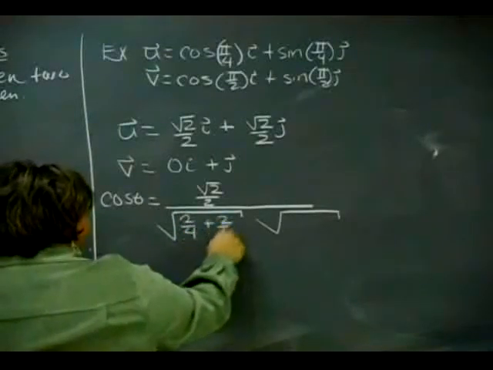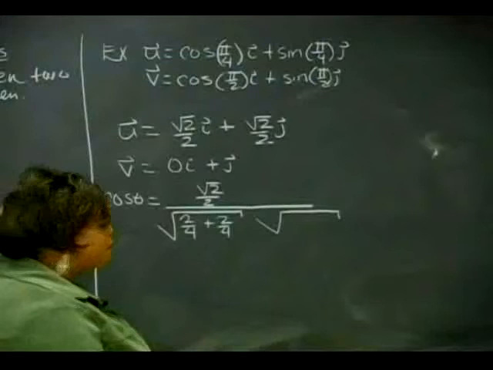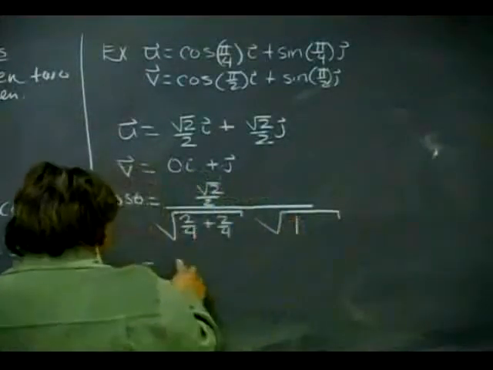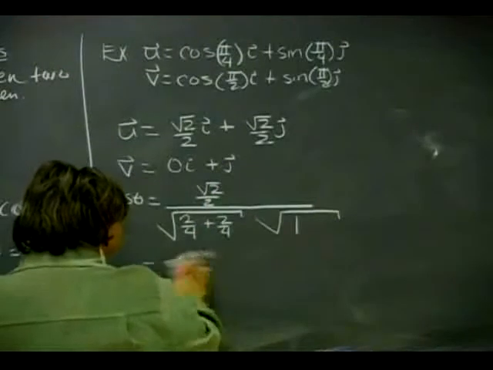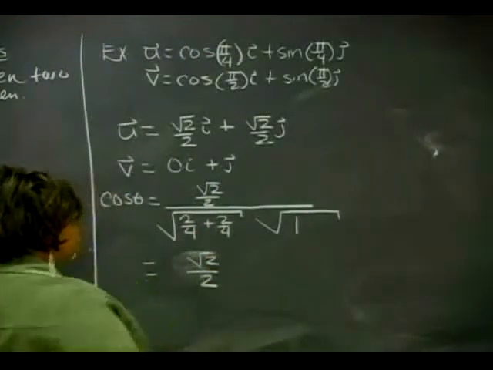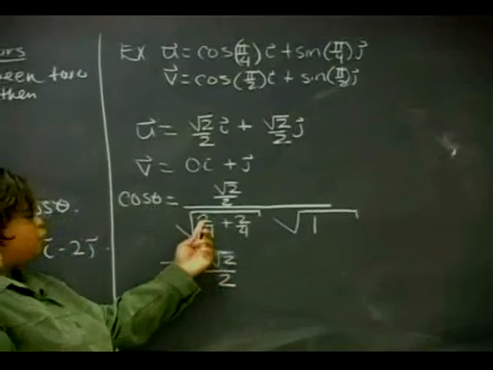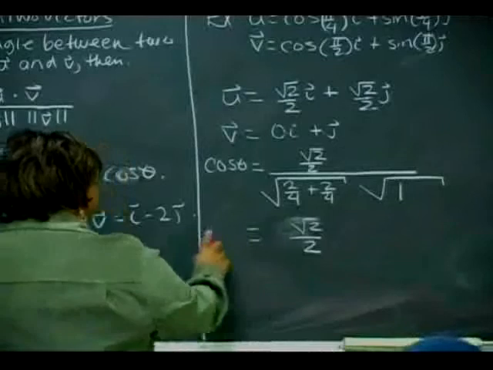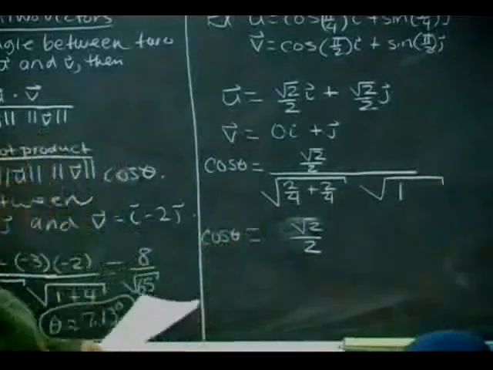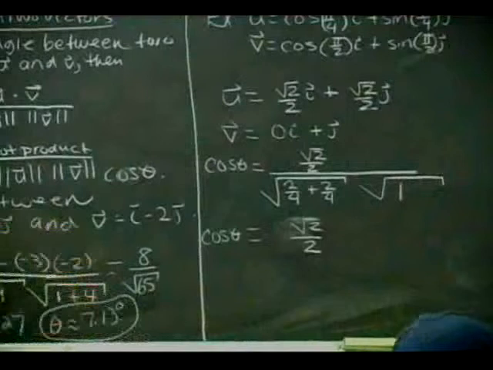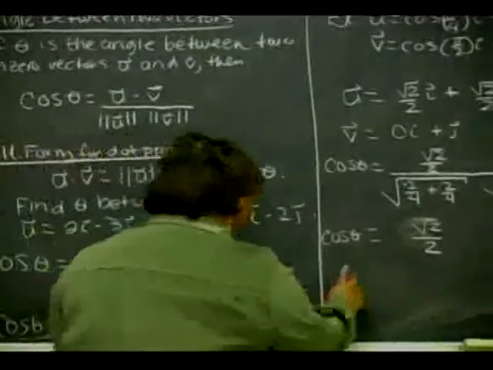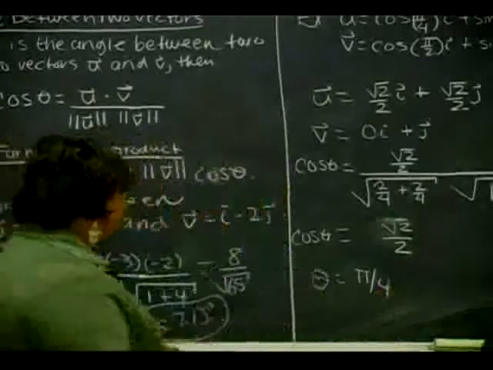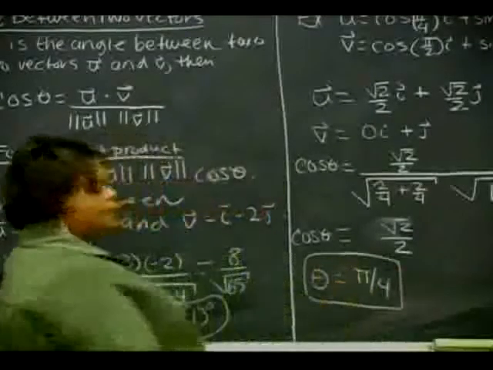When I square square root of 2 over 2, I get 2 over 4 again. When I square 0, I get 0. When I square 1, I get 1. And what is this? 2 fourths plus 2 fourths is 4 fourths, which is 1. Square root of 1 is 1. So cosine theta is square root of 2 over 2, which means theta is what? Pi over 4. That is the angle that has cosine square root 2 over 2.